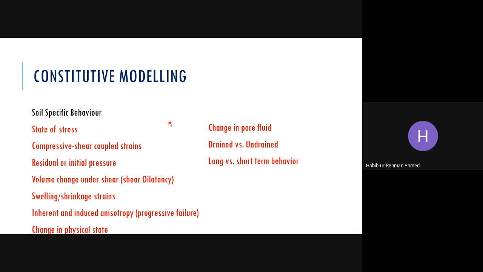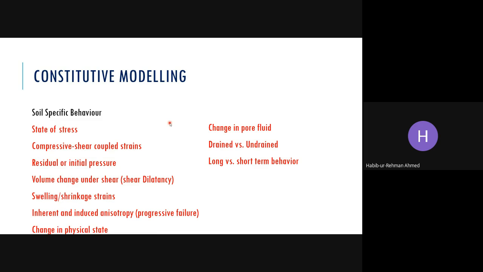Okay, one more thing, which is long versus short-term behavior. This is also very important, and it is somehow related with the drained or undrained behavior, but there could be other changes like creep or torsion-related issues. But again, there are certain phenomena associated with the long-term behavior of compressive soils and long-term behavior of dilating soils, and short-term behavior of dilating soils versus long-term behavior of soils under compression.